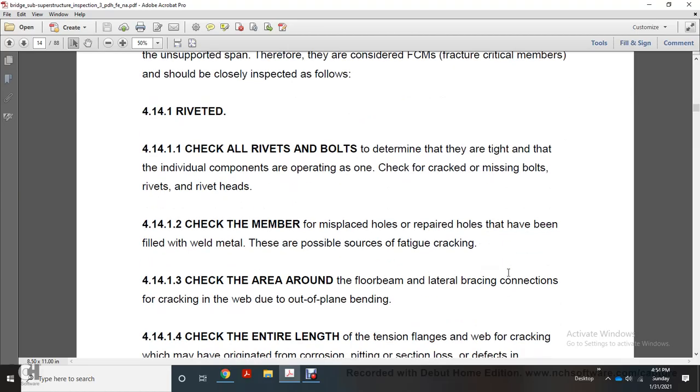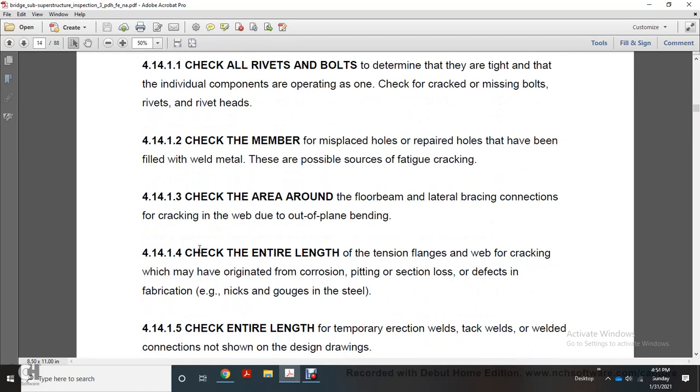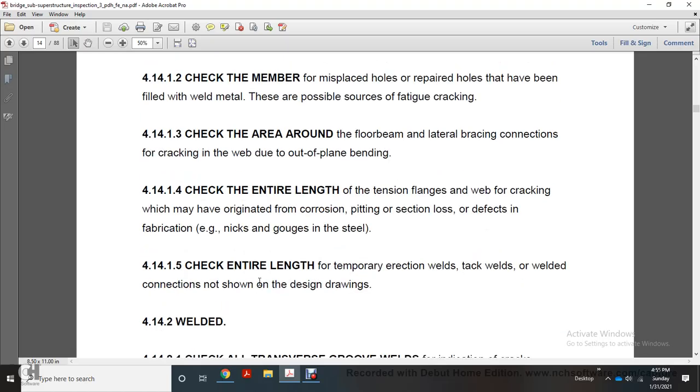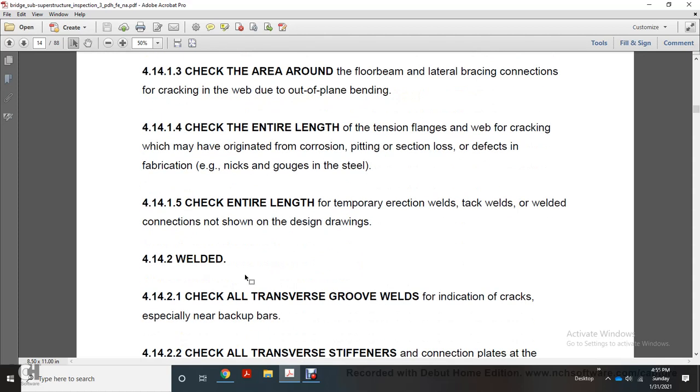Check the area around floor beam lateral bracing connections for cracking of the web due to out-of-plane bending. Check the entire length of the tension flange web for cracking, which may have originated from corrosion, pitting, and section loss, or defects in fabrication, nicks and gouges. Check the entire length of temporary erection welds, tack welds, and welded connections not shown in the design drawings.